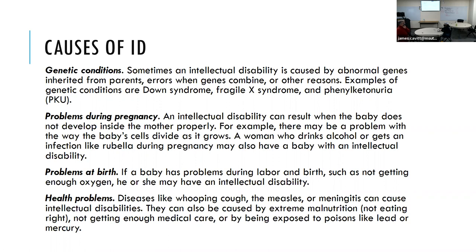There could be some things that happen during pregnancy. Mother gets German measles or something. Something happens in utero, different things there. Problems at birth, maybe having a hard labor, and they have an anoxic event where there's a lack of oxygen. That can cause intellectual disabilities. Then health problems like whooping cough, measles, meningitis can cause it after they've been born. So these are some causes, but for the majority, like 50% or more, we have no idea what caused it. It's kind of like autism. We don't know what causes it.